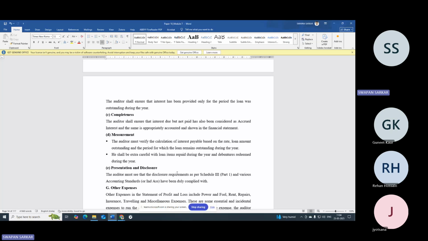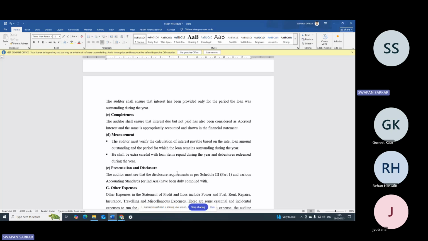Completeness. The auditor shall ensure that interest due but not paid has also been considered as accrued interest, and the same is appropriately accounted and shown in the financial statement. Measurement. The auditor must verify the calculation of interest payable based on rate, loan amount, and the period for which the loan remains outstanding. He shall be extra careful with loans repaid during the year and debentures redeemed during the year.